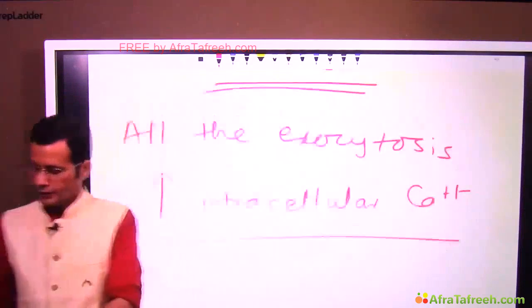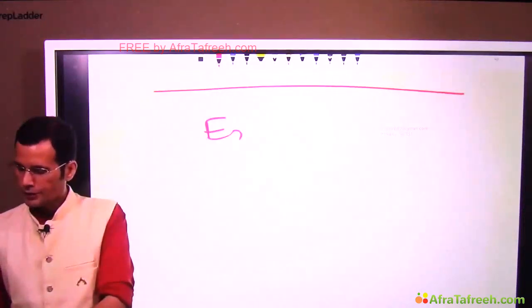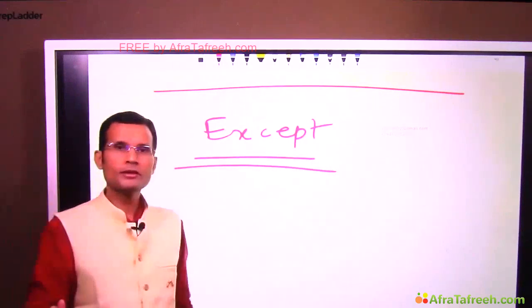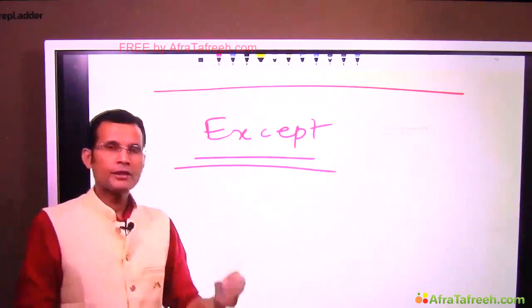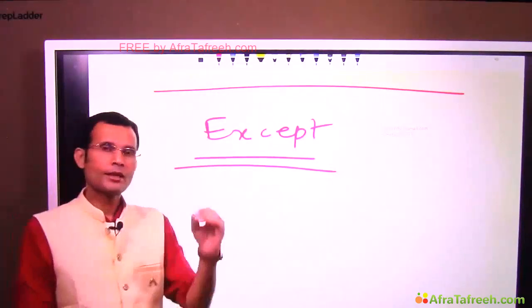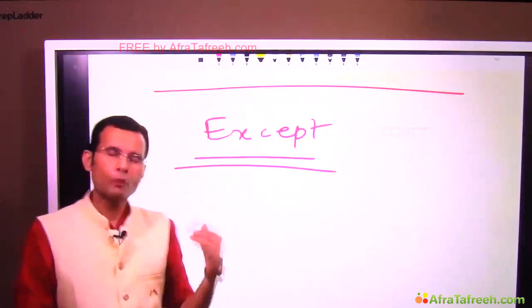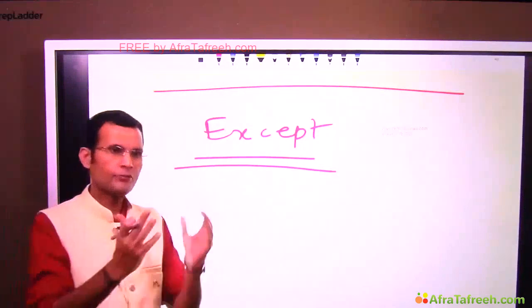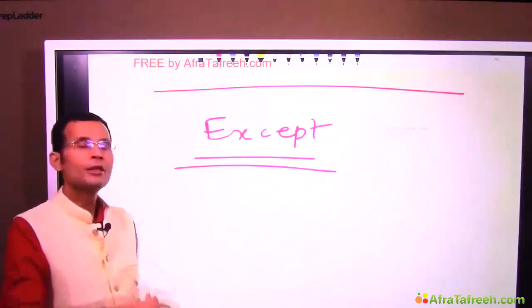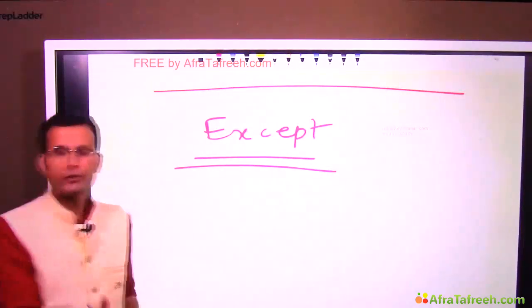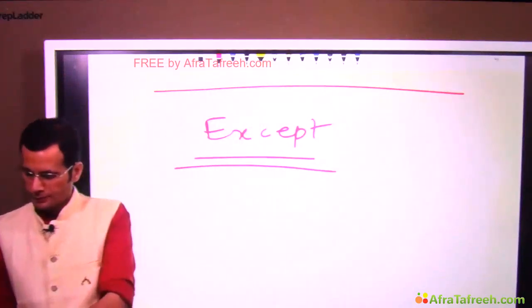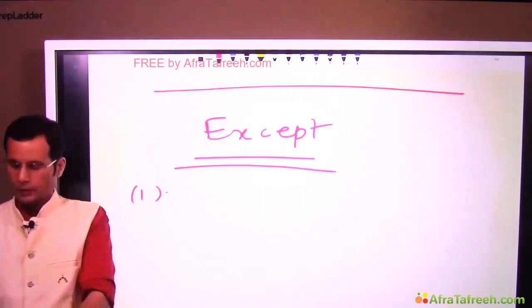Okay, let me just write it here. Except in the two instances where a decrease in intracellular calcium results in exocytosis, or rather, first there is a decrease in intracellular calcium and it is followed by exocytosis. What are those instances?